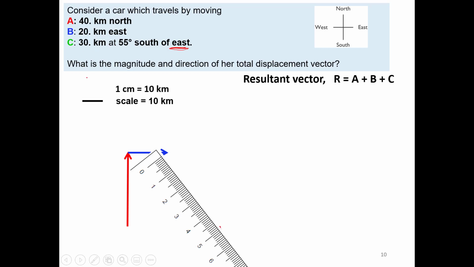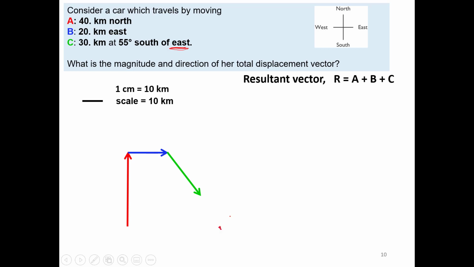with this magnitude. Then 30 kilometers means 3 centimeters. In what direction? In this direction, in the direction I marked here. Then we draw the 3 vectors. Now we want to find the resultant vector. When we say the resultant vector, we want to find both the magnitude and the direction.